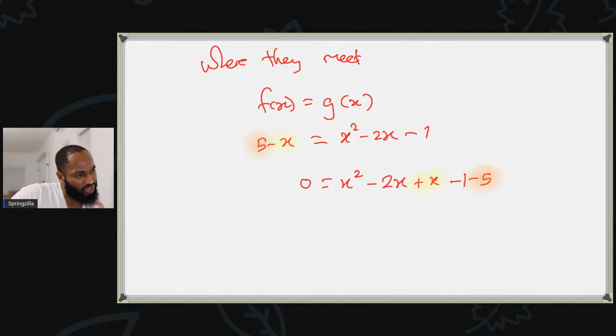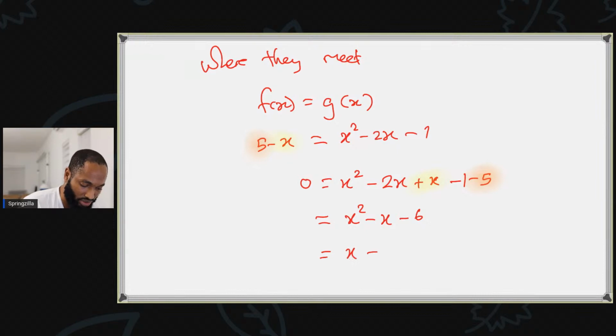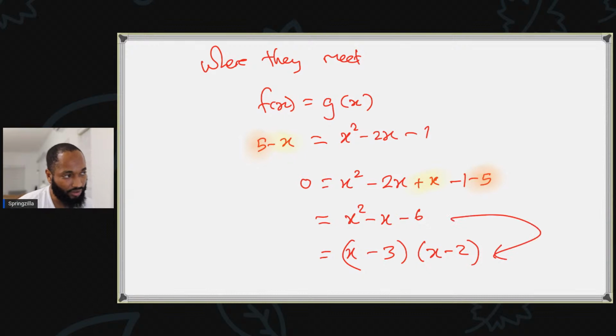So f of x is equal to g of x. I'll bring across the 5. I'll bring across the 10. Hopefully this will work out nicely. So again, x squared minus x minus 6. So I'm getting x minus 3 by x minus 2. Now this is factorizing a quadratic. I'm not going to that part yet.